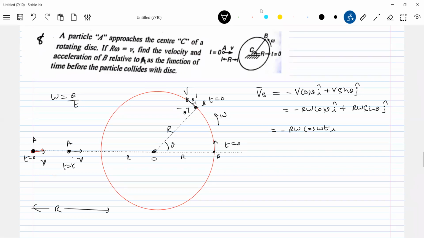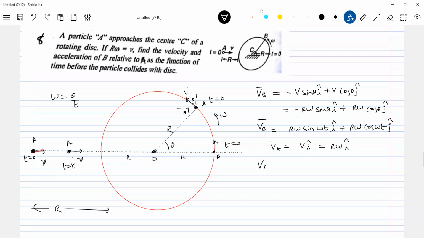Sir, you should interchange the cos theta and sin theta components in VB. Yes, sir, it is V sin theta i cap minus... I'll change it. Thank you. This is sin theta, this is cos theta. So I'll replace theta with omega t: VB bar is minus R omega sin omega t i cap plus R omega cos omega t j cap. Velocity of particle A is just equal to V i cap, or R omega i cap.